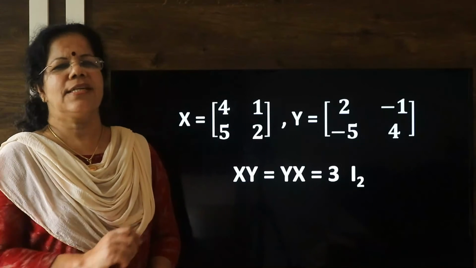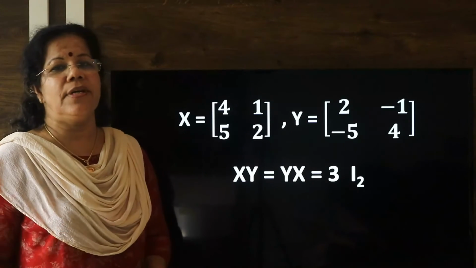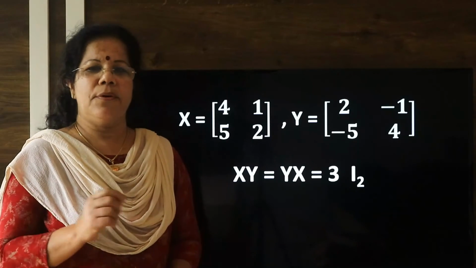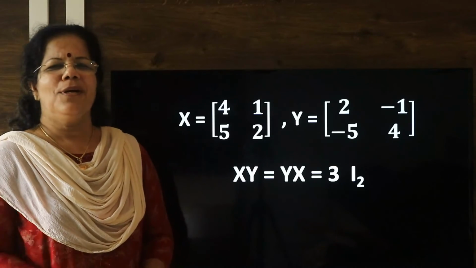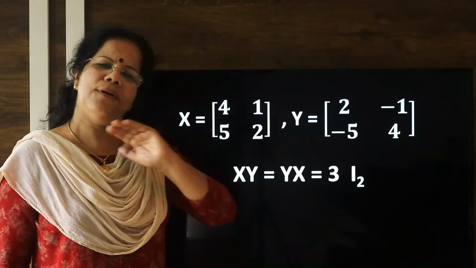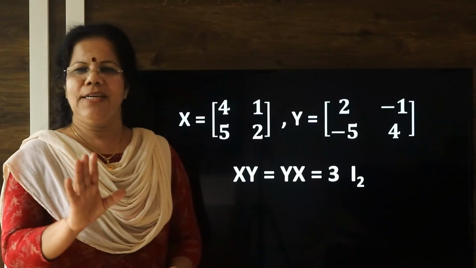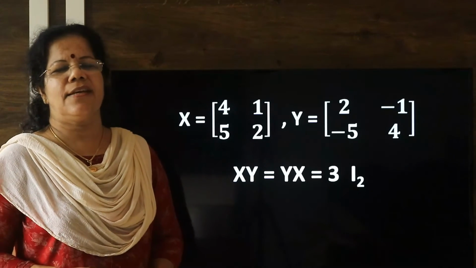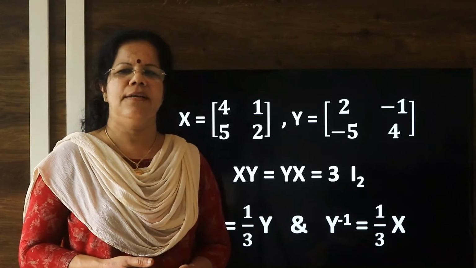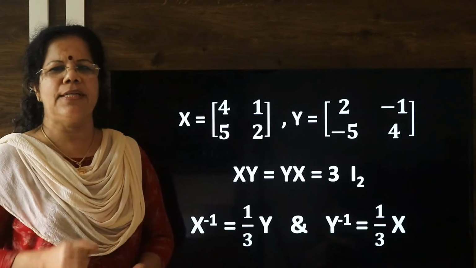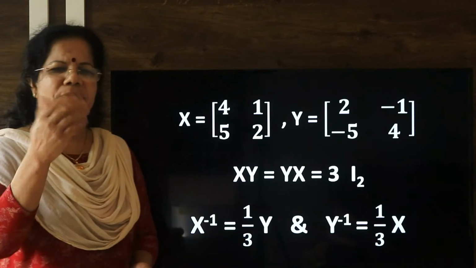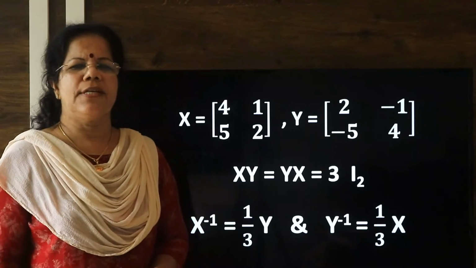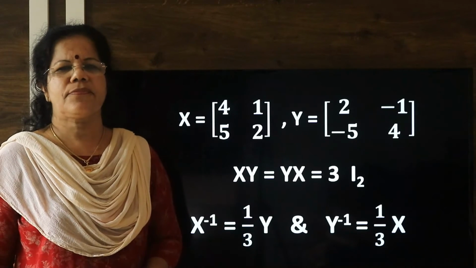Right? Concentrate there. In the previous example we got 2I2. Now we got 3I2. Same principle is adopted in all the examples. But we did not get the inverse in each case. Now we are going to correlate it. Here we can say X inverse is equal to 1 by 3 Y and Y inverse is equal to 1 by 3 X. Now we are going to form the definition for A inverse.